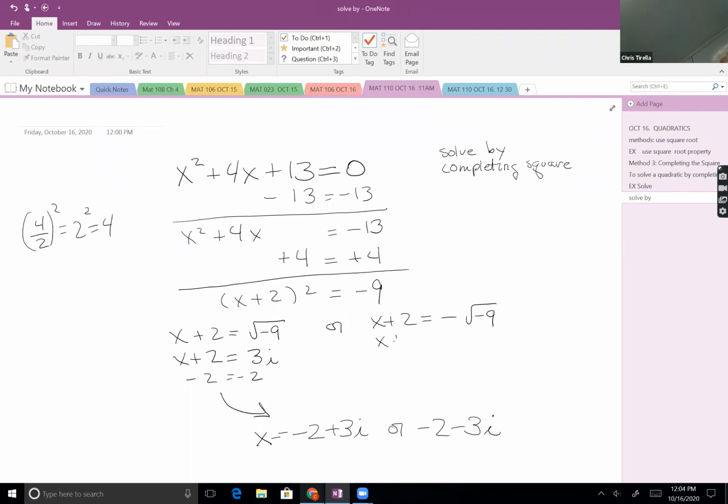And over here, x plus 2 equals negative 3i. Subtracting 2 takes me to x equals negative 2 minus 3i.